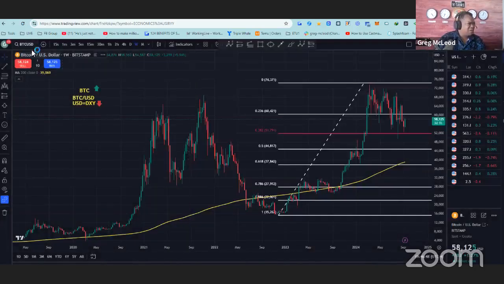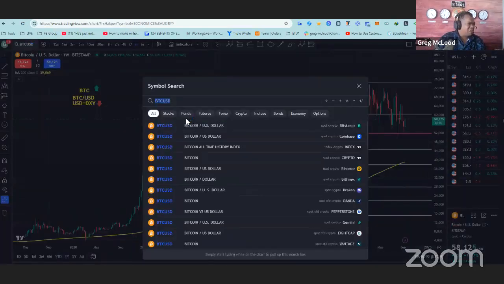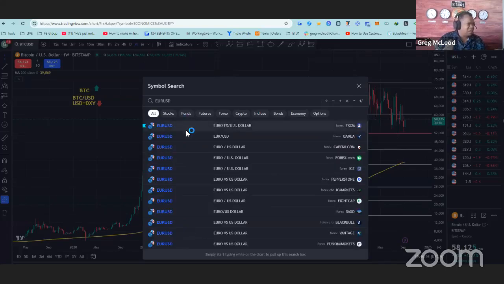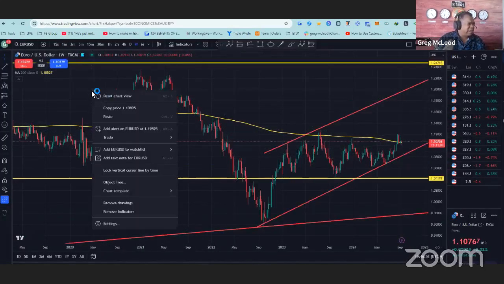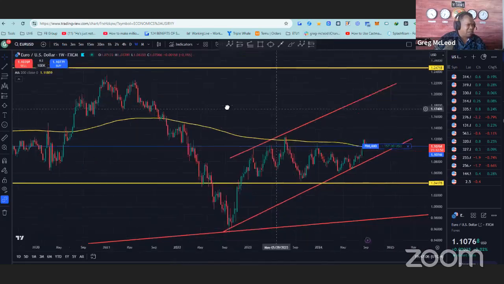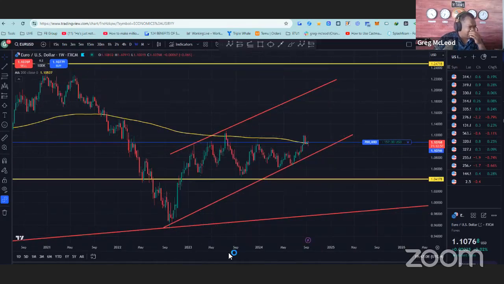Oh, what's going on here? Go here, EUR USD, like that, and let's go. Let's take a quickie look. Positions. Yeah, we're up, right? Yeah, it's starting to move, right? Like it's an uptrend, higher highs and higher lows. We should be moving on up.